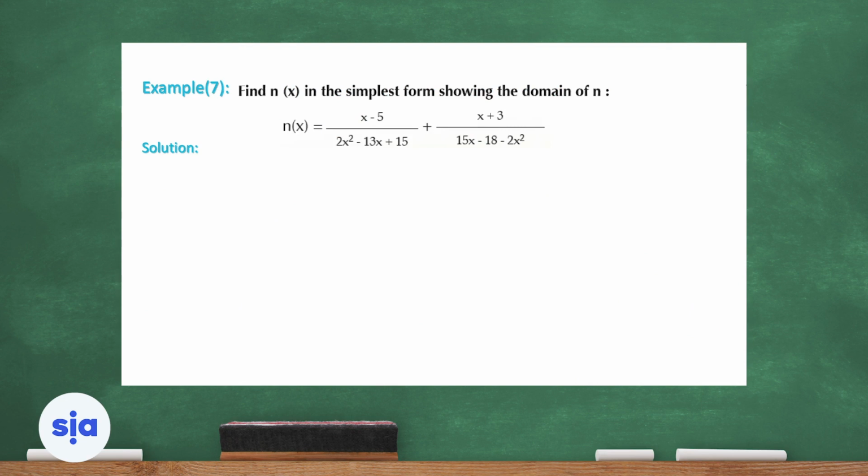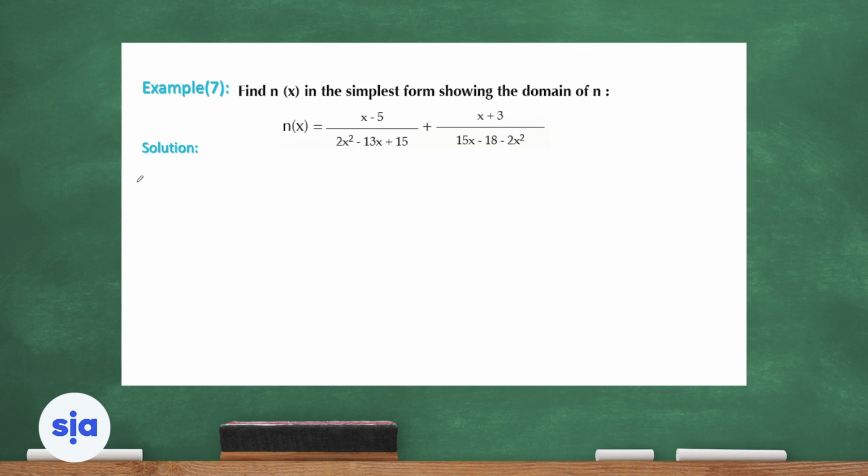Example 7, the question is asking us to simplify this algebraic expression by adding the two fractions. Same rules apply, the same way, that we need to have the same denominator. Before we do this, we factorize, we state the domain, and then we get the common denominator.